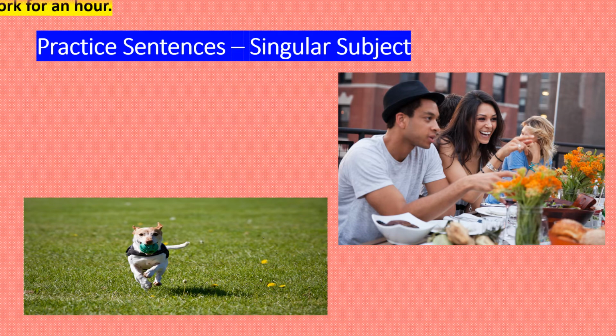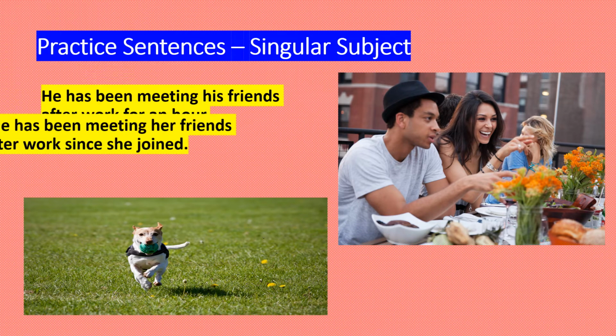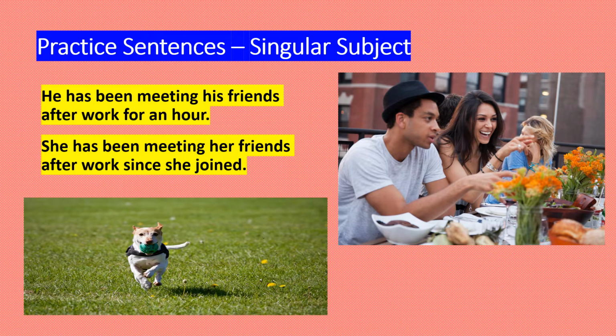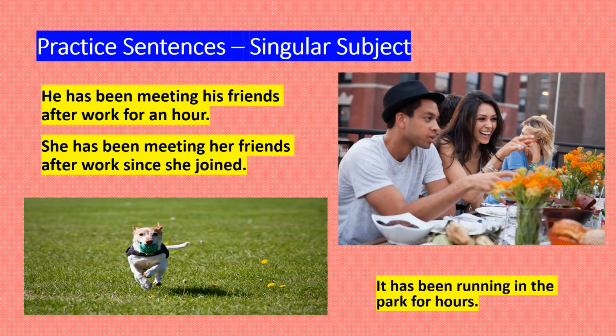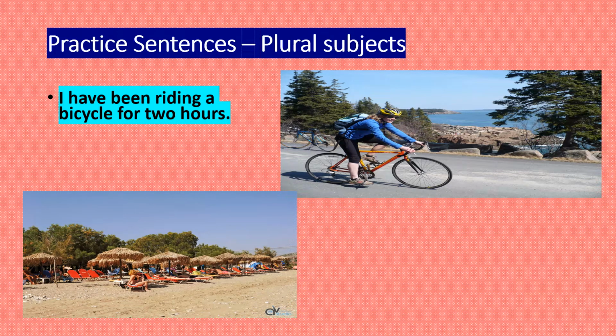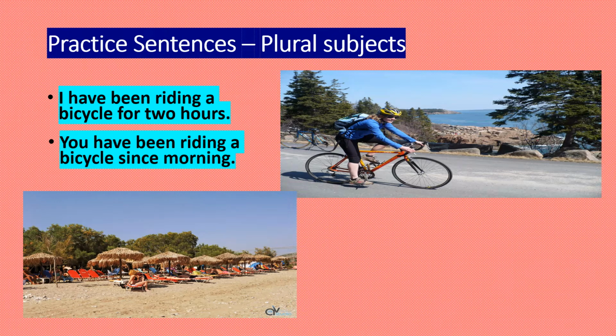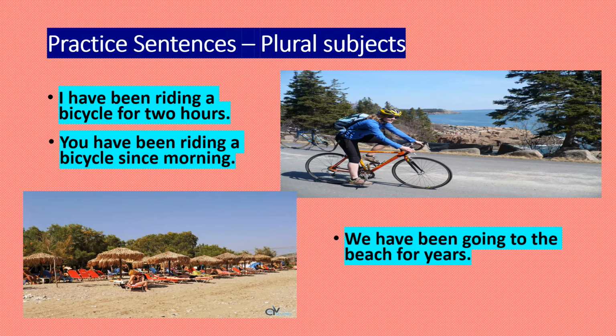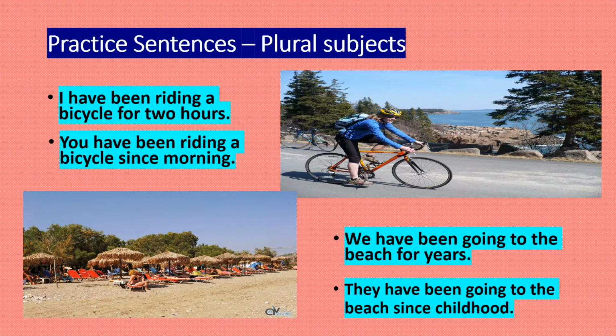So let's do a practice on the singular subjects. The first one is he has been meeting his friends after work for an hour. She has been meeting her friends after work since she joined. Or it has been running in the park for hours. Plural subjects. I have been riding a bicycle for 2 hours. You have been riding a bicycle since morning. We have been going to the beach for years. They have been going to the beach since childhood.